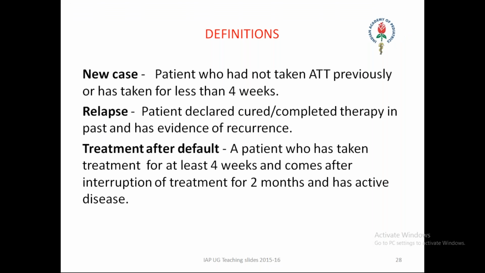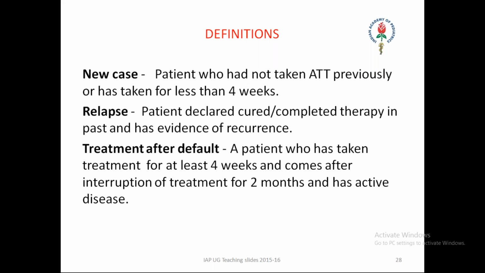So what are all the definitions of a new case, relapse, and treatment after default? New case: a patient who had not taken ATT previously or taken for less than 4 weeks. That is the first case, or within 4 weeks you call it a new case. Relapse: a patient declared cured or completed therapy in the past and has evidence of recurrence. So who have completed, but now there is clear-cut evidence of recurrence, that is a relapse.